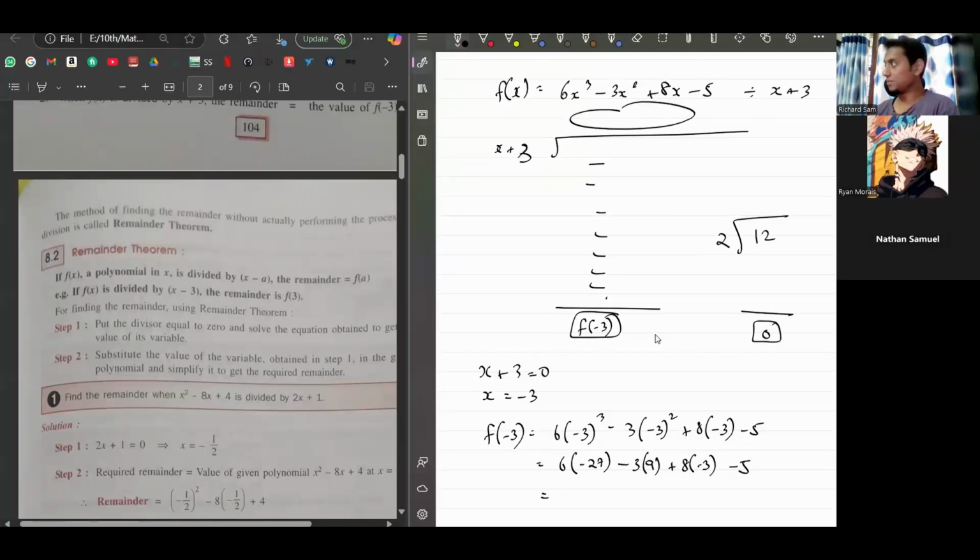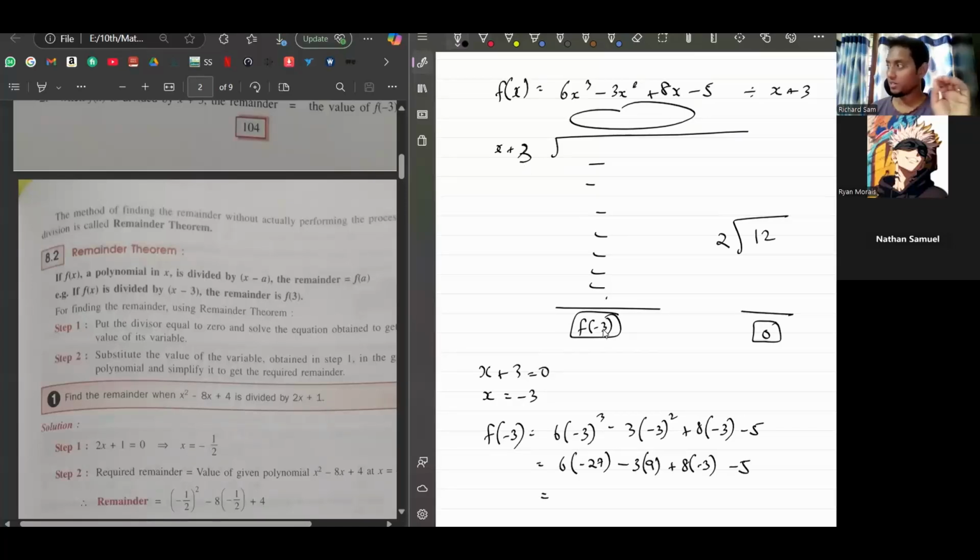Any doubts in remainder theorem? Let's read that once again. If f of x, a polynomial in x, is divided by x minus a, then the remainder will be f of a. Now let me give you some divisors, and you tell me what the remainder will be. Suppose I'm dividing with x plus 3, then what's the remainder? f of minus 3. If I'm dividing with x minus 3, what's the remainder?